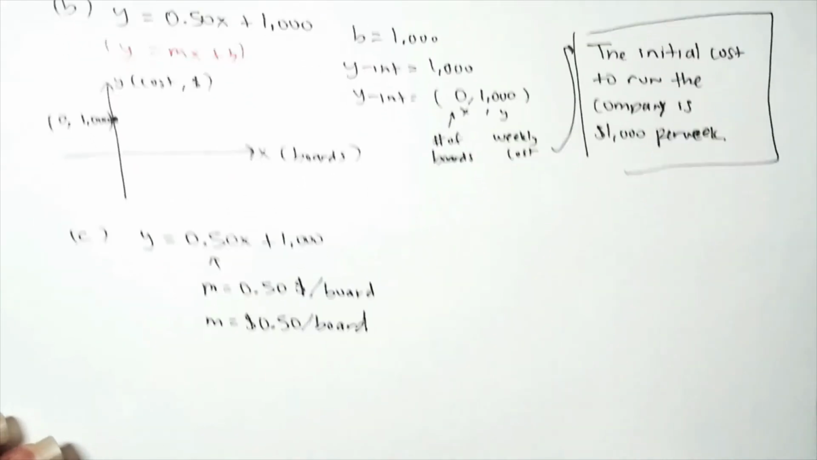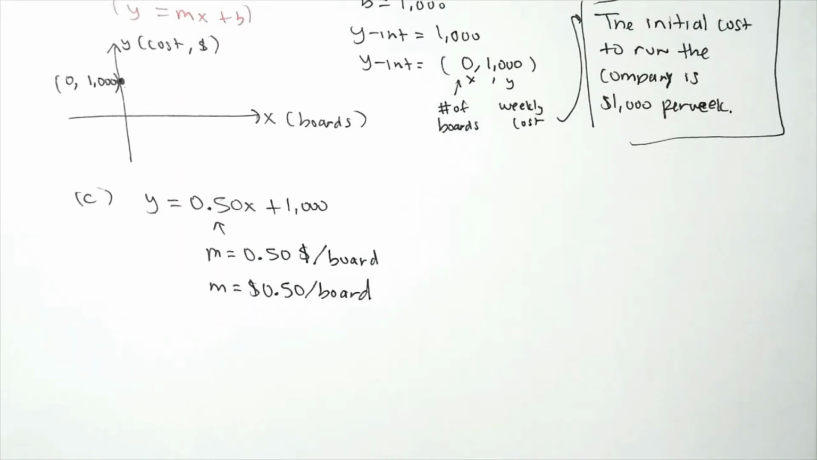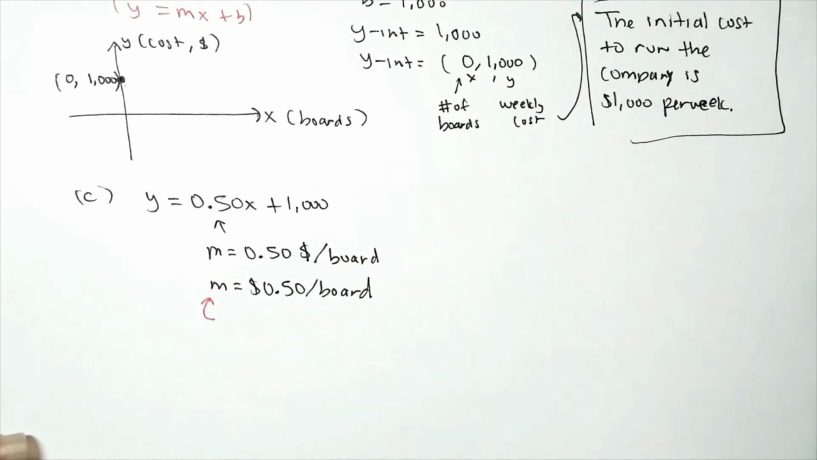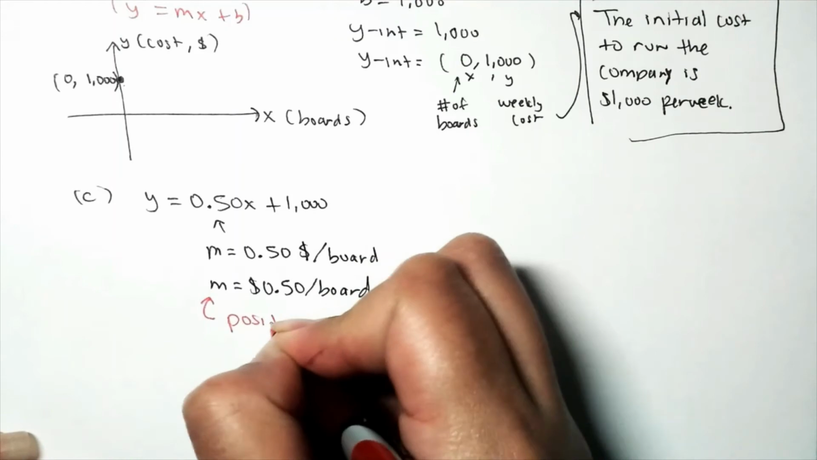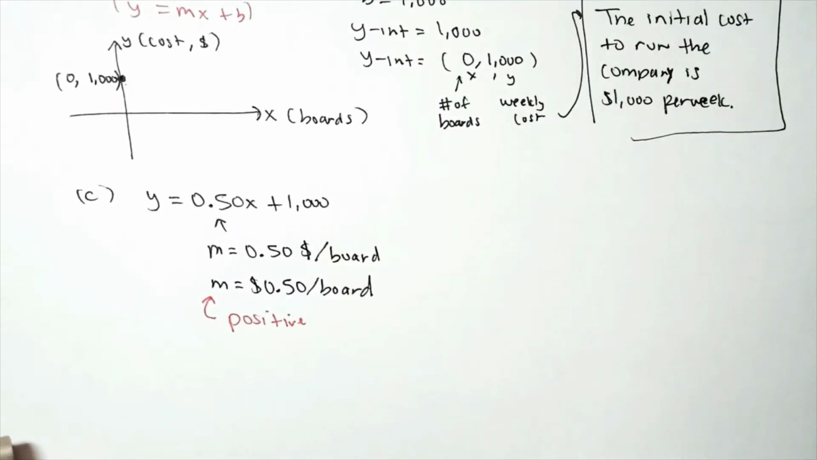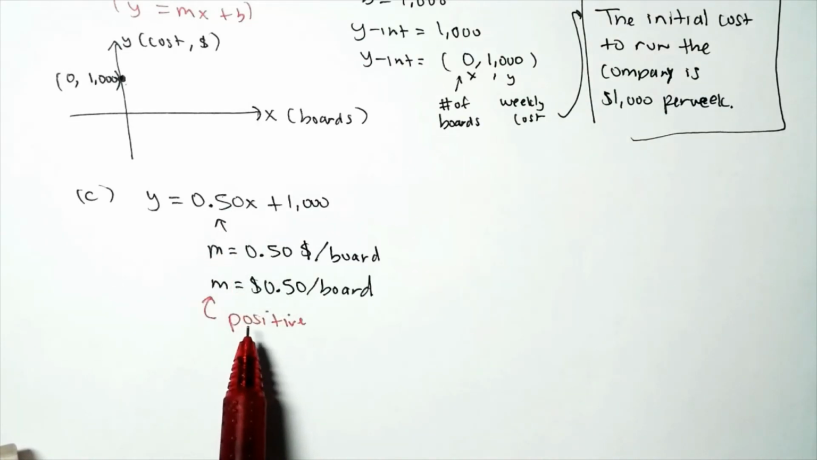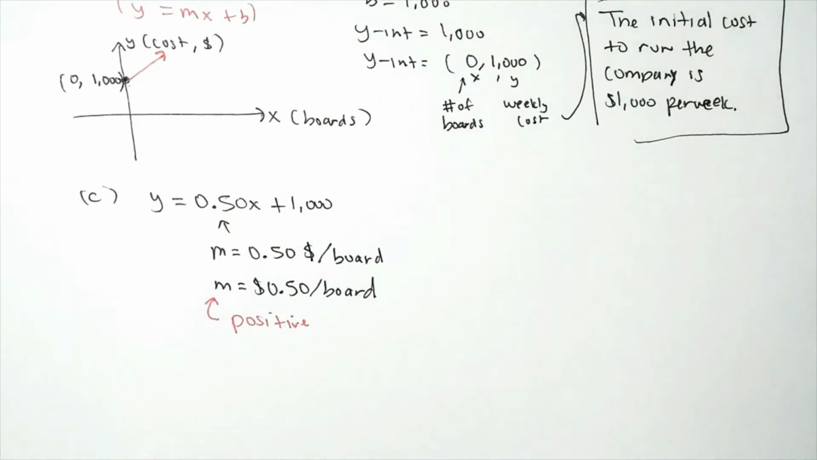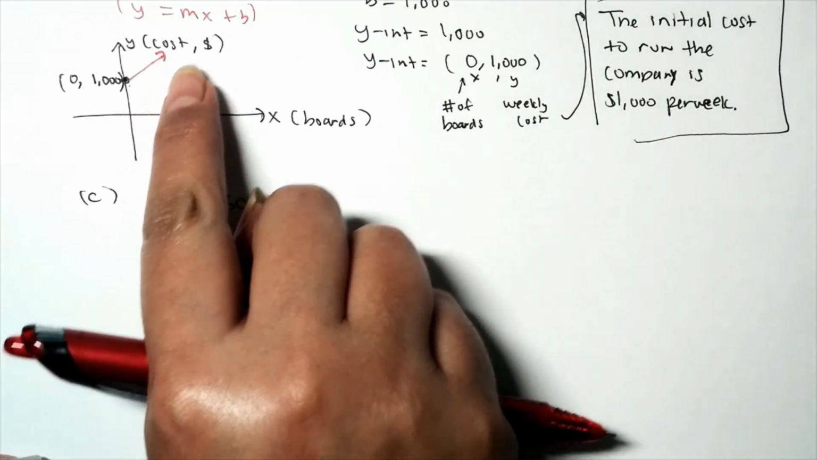I'm going to try to write down how I brainstorm. Whenever I have to explain the meaning of the slope, this is my first question: is the slope positive, or is the slope negative? In this case, our slope is positive. If we were to graph our equation, if the slope is positive, then the line is expected to go up. On the contrary, if the slope was negative, then the line was expected to go down, but that's not our case.